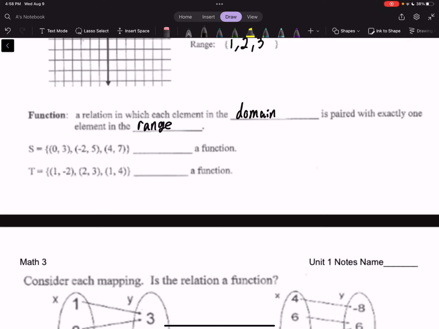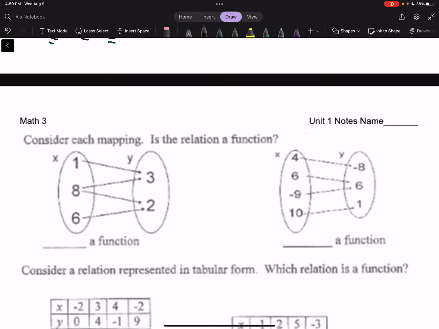To show you what that means, we do not want our x values to repeat. So we have a 0, we have a -2, we have a 4. 0, -2, 4, none of them are the same. So this is a function. If you look at t, we have 1, 2, and 1. We have 1 listed twice to 2 different y values. This is not a function. Okay? Alright, let's move on ahead.